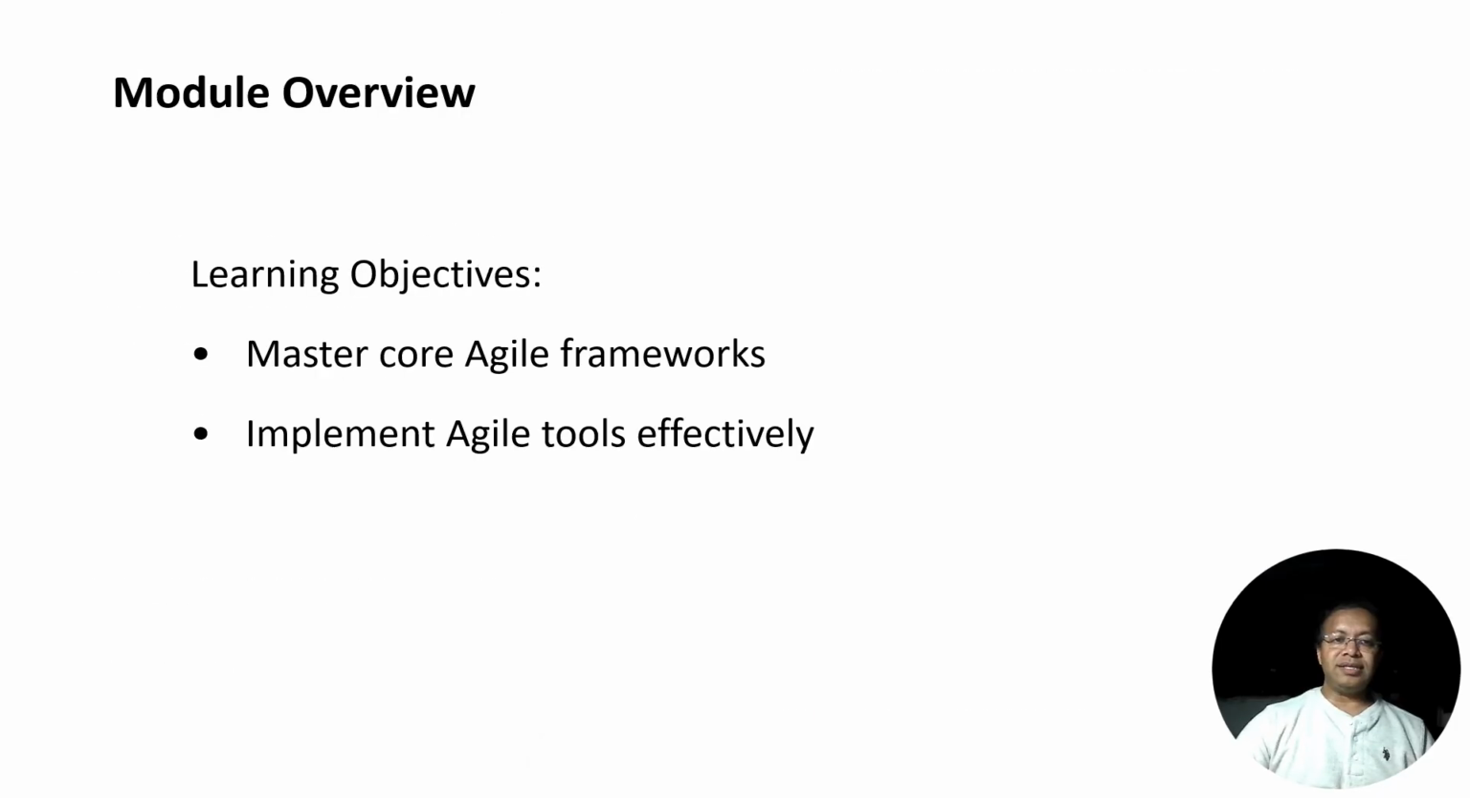Moving on, let's discuss the learning objectives for this module. We'll quickly look at mastering core Agile frameworks that Agile leaders must be aware of and can actually utilize while creating the possible visionary changes and transformational effects in their organization. We'll also discuss the important agile tools that can be implemented effectively so as to make sure that the organizations become sustainable, stay competitive, and are also resilient.